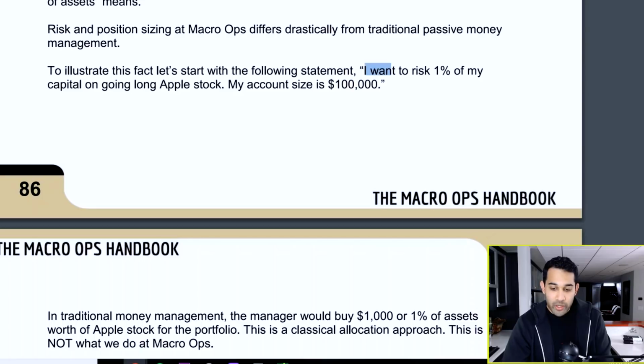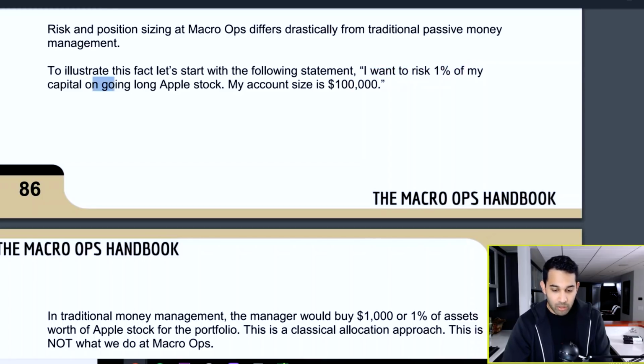When we talk about position sizing, we're approaching it from a risk perspective. So it's not how much money I'm putting into the stock, but how much I'm risking by being in it. And I'll explain what I mean. So let's start with a statement. I want to risk 1% of my capital going long Apple stock, and my account size is $100,000.